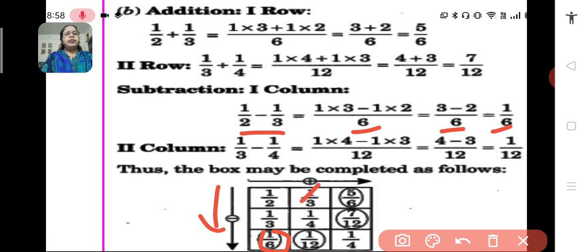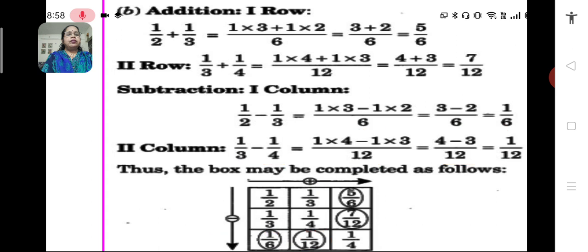In the second column we have to subtract 1 upon 4 from 1 upon 3. That means 1 upon 3 minus 1 upon 4. Again, for the common denominator, we find the LCM of 3 and 4, which becomes 12, and we subtract the numerators after changing the fractions into equivalent fractions with denominator 12. So, what do we get? We get 4 minus 3 upon 12. That means it becomes 1 upon 12. So, the second column is filled by 1 upon 12.